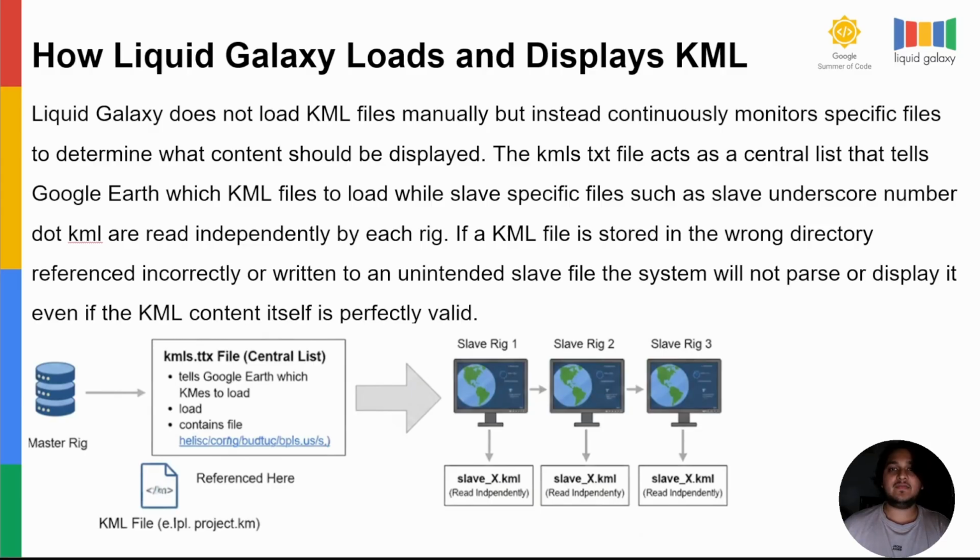This is why, when debugging visualization issues, we must always verify three things in this exact order. First, is the KML file valid? Second, is the file stored in the correct directory and referenced correctly in kml.txt? Third, is the correct slave machine reading that file? Many parsing and rendering issues in Liquid Galaxy are not actually caused by syntax errors, but simply by incorrect file placement or wrong slave targeting.